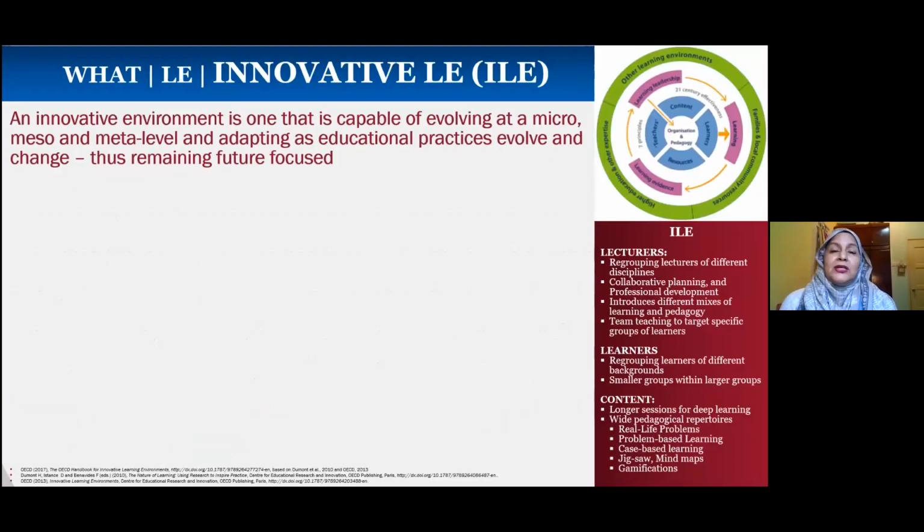Then there is a term called the innovative learning environment. An innovative learning environment is one which is capable of evolving at the micro level, meaning at the level of a person, the meso level, meaning at the level of the faculty, and the meta level, which is between the faculties in the university, adapting as educational practices evolve and change, thus remaining future focused. So practically this is one of those environments in which everything is not very solid, it's not fossilized, it is vibrant, and it can change over time as new things and new approaches come.